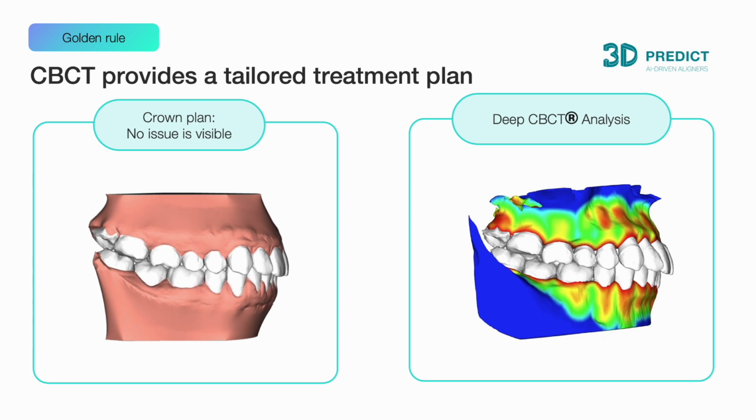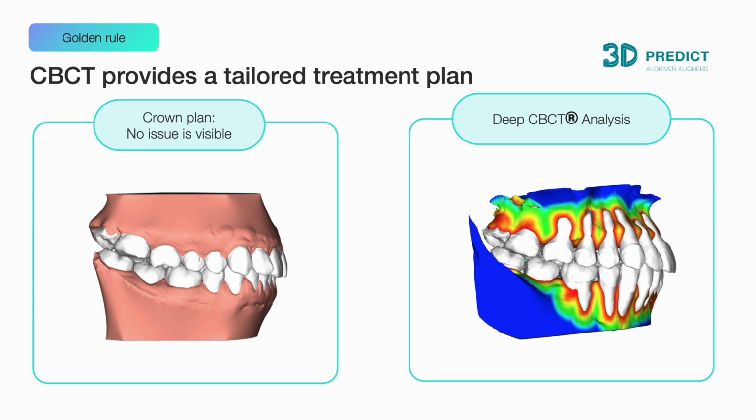First thing is that submitting a CBCT will always give you a tailored treatment plan. In this example, we can see no issues on a crown-based treatment. But once we translate that to a deep CBCT case, we observe periodontal compromise.